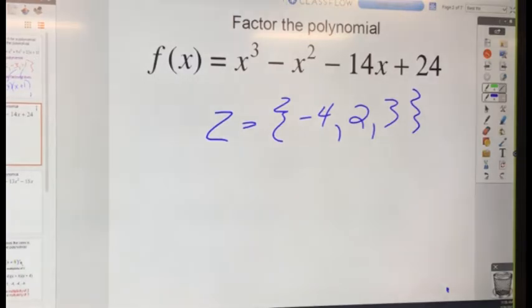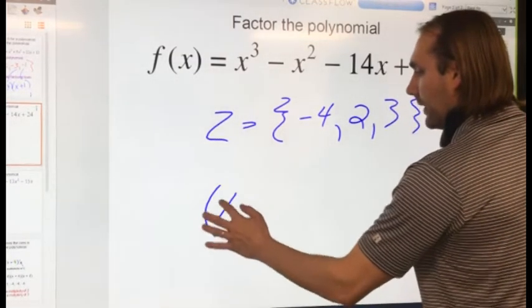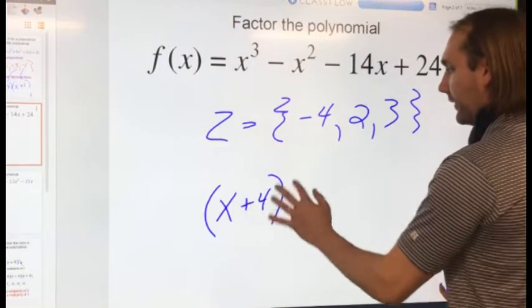Now that I have that, I can turn these into their factored form. What's the factored form of -4? X plus 4. The factored form of 2?